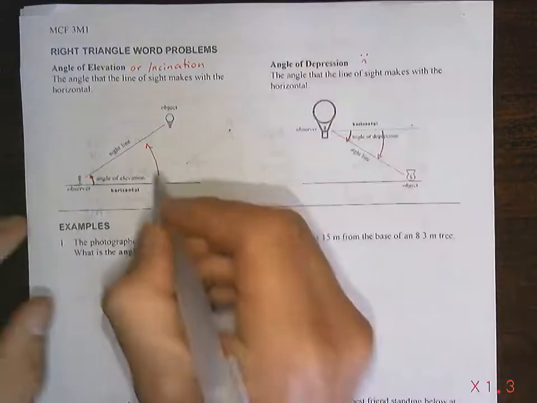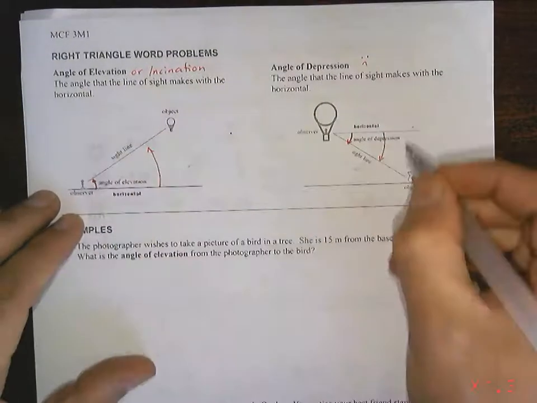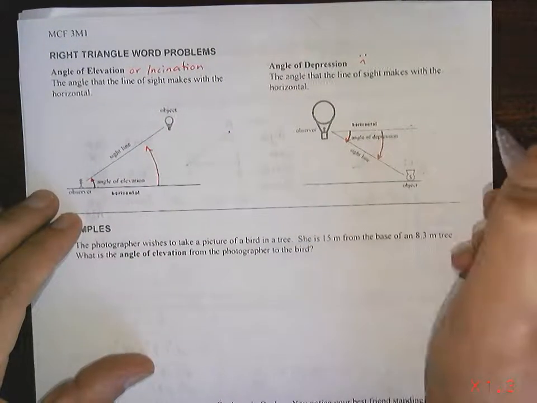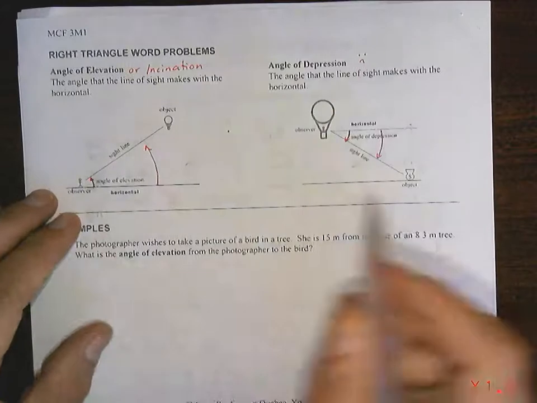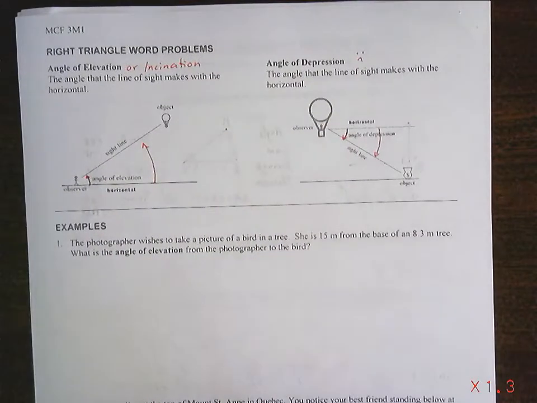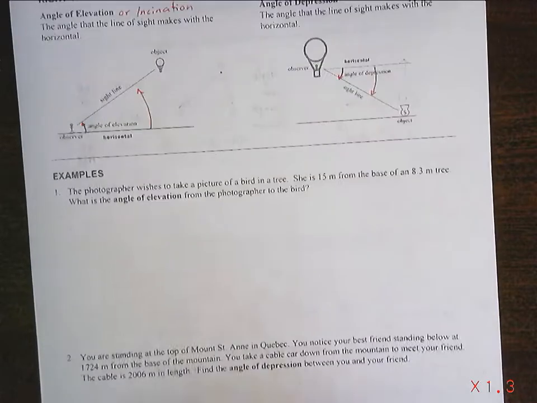So we have an angle of elevation going up from a horizontal. We have an angle of depression coming down from a horizontal. Where the horizontal is doesn't really matter. It can change depending on the situation of the question, but we have to remember up from the horizontal and down from the horizontal. Example 1.